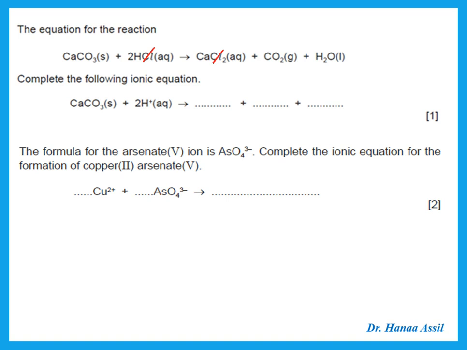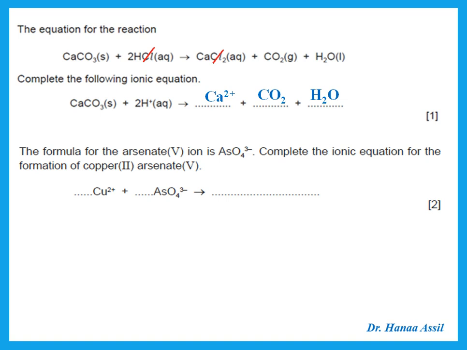Now, the calcium chloride is aqueous, so this will be ionized to give me calcium 2 plus and 2 chlorides, and the 2 chlorides on both sides of the arrow will cancel. The carbon dioxide gas comes down as it is, the water liquid comes down as it is. Another question says the formula for the arsenate ion is AsO4 3 minus.